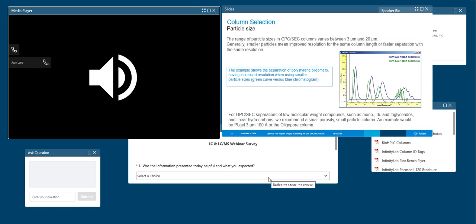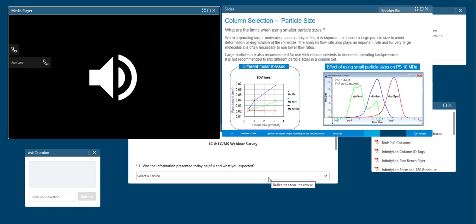Here we're showing the same polystyrene standard sample run on the 2 columns, each of the same length. As you can see, with the smaller 3 micron particle packing, one sees improved resolution for the 4 standard peaks, improved peak shape, and for the lowest molecular weight standard, much improved resolution for the polystyrene oligomers. If someone was looking for GPC separations for very low molecular weight compounds such as mono- and diglycerides, or even linear hydrocarbons, a small porosity, small particle column is generally recommended, like the 3 micron 100 PL gel or the oligopore column.